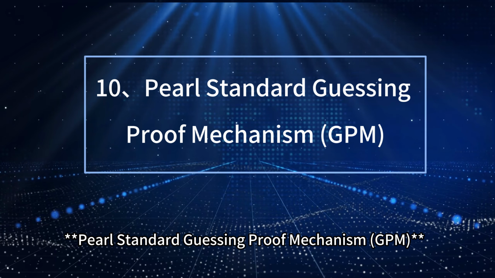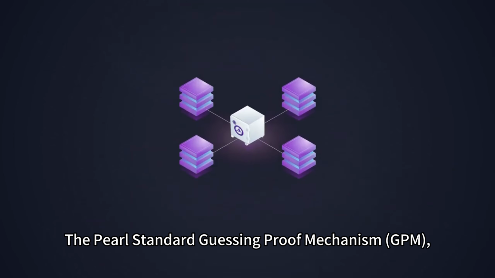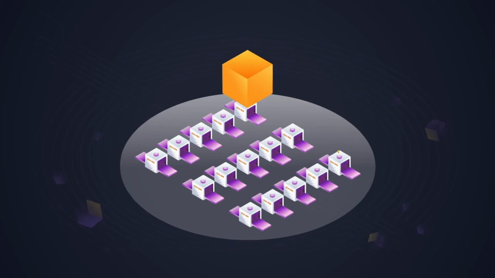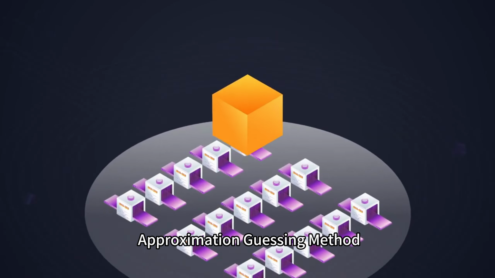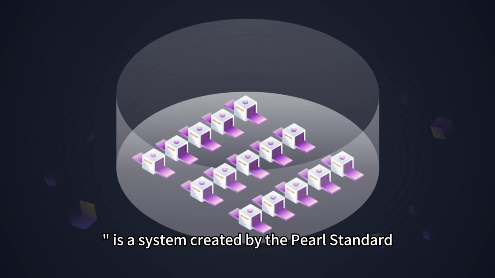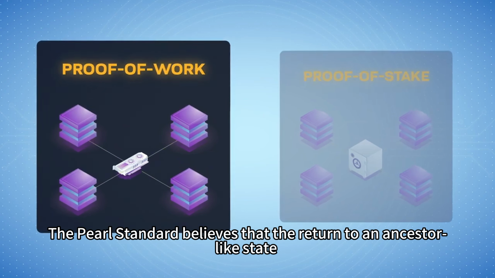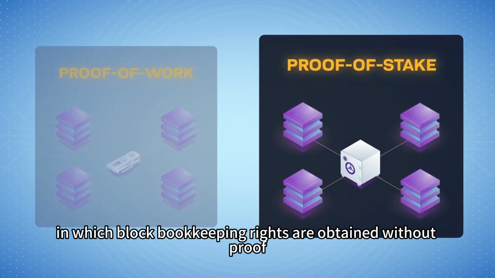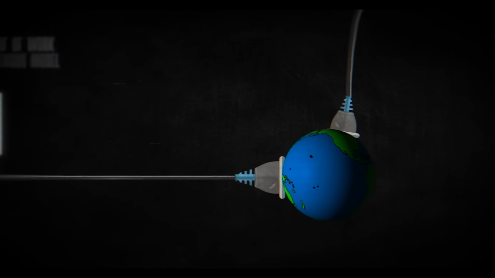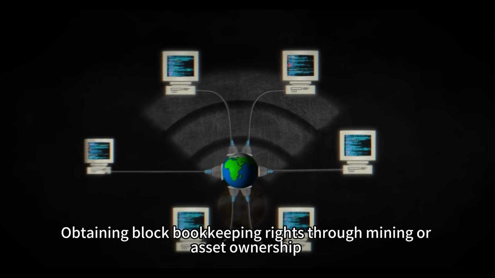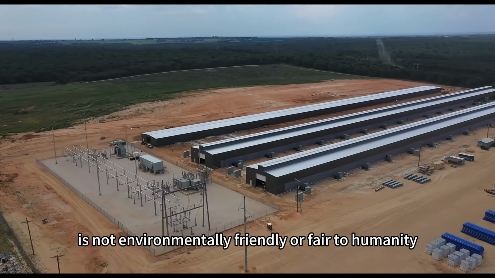10. Pearl Standard Guessing Proof Mechanism, GPM. The Pearl Standard Guessing Proof Mechanism, GPM, also known as the Scenario Question Standard Answer Approximation Guessing Method, is a system created by the Pearl Standard. The Pearl Standard believes that the return to an ancestor-like state in which block bookkeeping rights are obtained without proof of work is actually advanced and most fair. Obtaining block bookkeeping rights through mining or asset ownership is not environmentally friendly or fair to humanity.